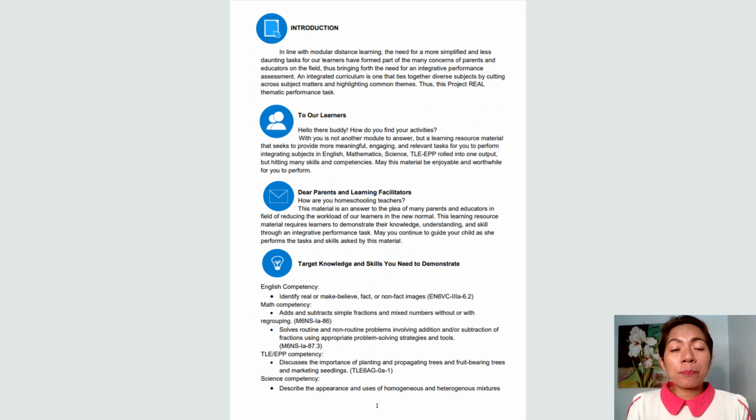And this one is the page 1. So in the pagination here, when we say pagination, the paging. So this is page 1, page number 1. So we can see the introduction, and then we also have here some words to our learners, and then for our dear parents and learning facilitators at home, and our target knowledge and skills. Meaning these are the competencies covered in this PT.